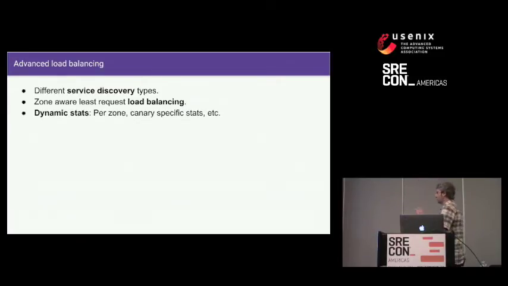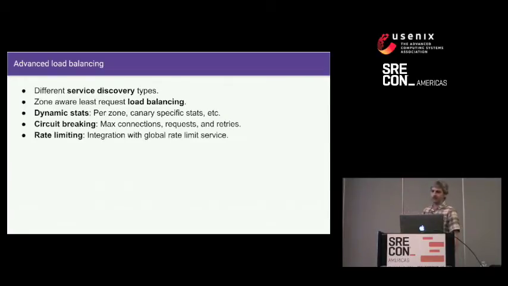We do a whole ton of stats, which I'm going to show you, but we basically build out per zone stats. We have canary stats. We have all kinds of stats. We do a lot of different types of circuit breaking, so that's circuit breaking on max connections, requests, as well as retries. We do rate limiting. We integrate with a global rate limiting service, which we recently open sourced. This allows Envoy, based on different types of configuration, to call a global rate limiting service and do rate limiting in a fairly generic way, whether that be by user or by cluster or by some other metric.